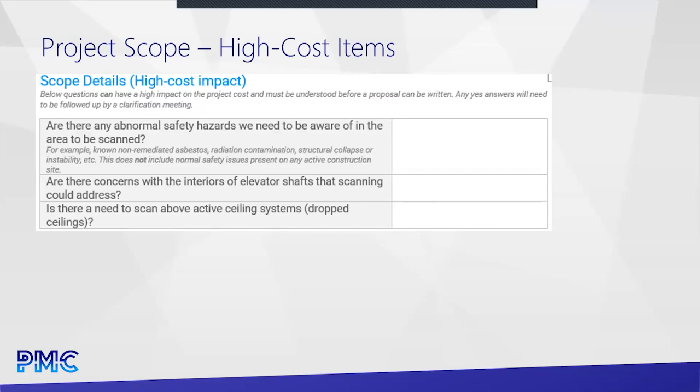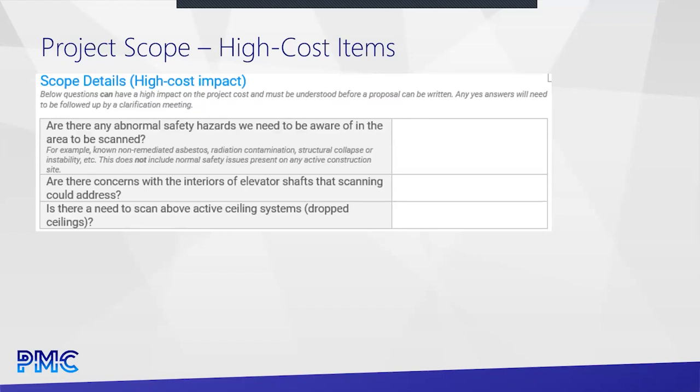Are there concerns with interiors of elevator shafts or anything else like that, where we're going to have to lock out the equipment? We may have to get maintenance people involved to open things up. Those types of things, right? We need to talk about that. They're very difficult from a scanning perspective. Again, we can do it. We just need to talk about it ahead of time and make sure we have a good plan in place.